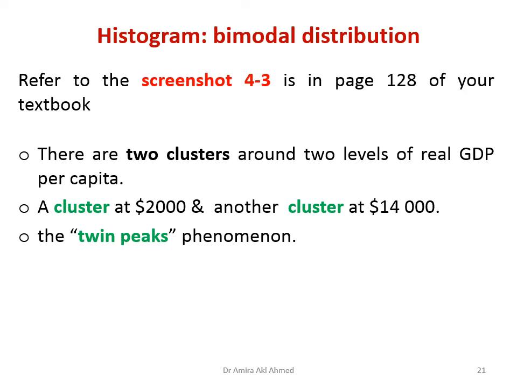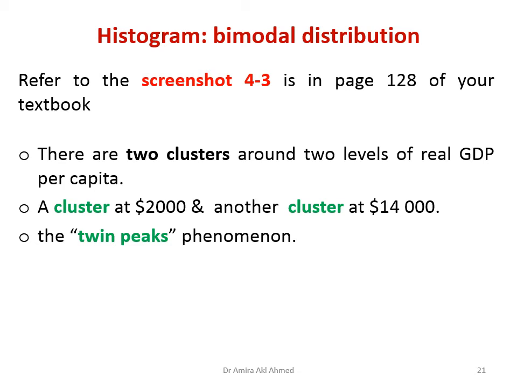The histogram reveals that the data is clustered around 2 levels of real GDP per capita. The first bunch is large. In this first bunch, data points cluster at 2,000 US dollars. The second bunch is small. In this bunch, data points cluster at 14,000 US dollars.